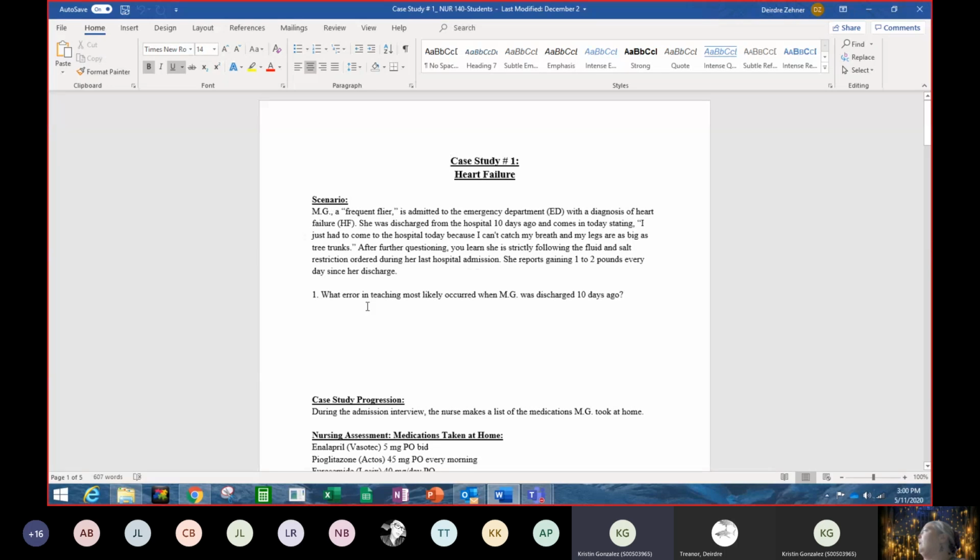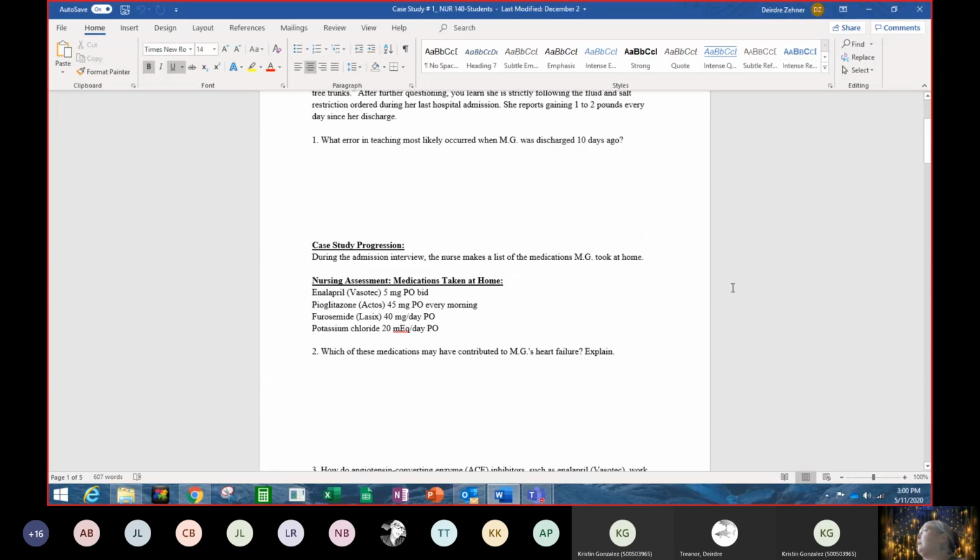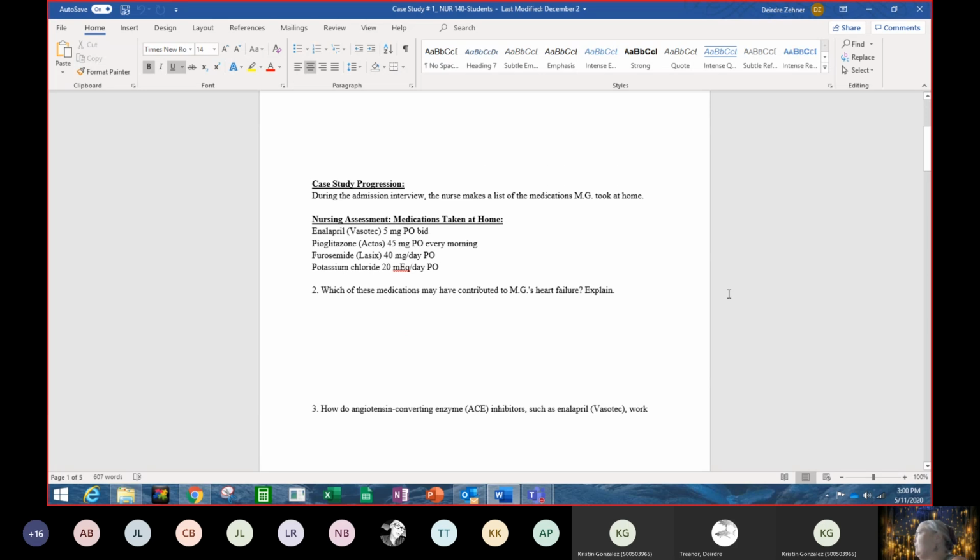MG is a frequent flyer. What error in teaching most likely occurred when MG was discharged? Okay, so I want you to think about teaching that should have occurred when this patient is discharged. What did they not teach the patient, or what was missing, or what did they teach and he didn't listen? Who knows? Okay, then you got your medications. Which may have contributed? You're going to have to look up these medications.